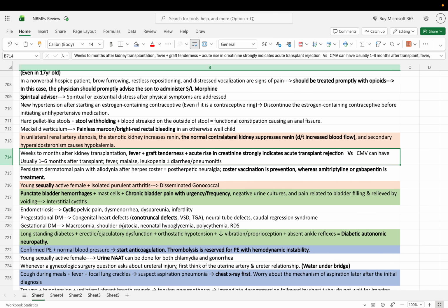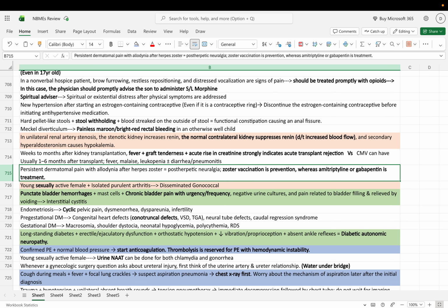Weeks to months after kidney transplant, fever plus graft tenderness plus acute rise in creatinine strongly indicates acute transplant rejection, versus CMV, which usually occurs 1 to 6 months after transplant with fever, malaise, leukopenia, pneumonitis, diarrhea. Persistent dermatomal pain with allodynia after herpes zoster is classic for post-herpetic neuralgia.